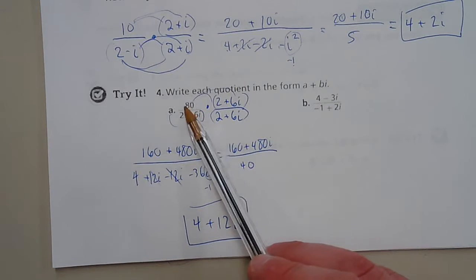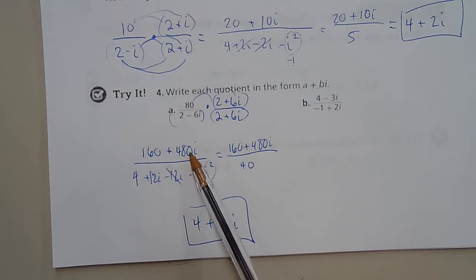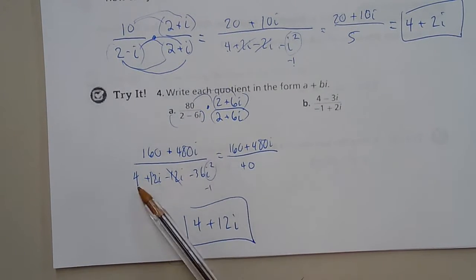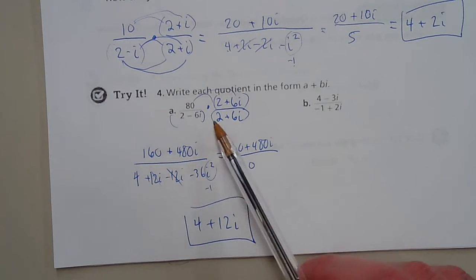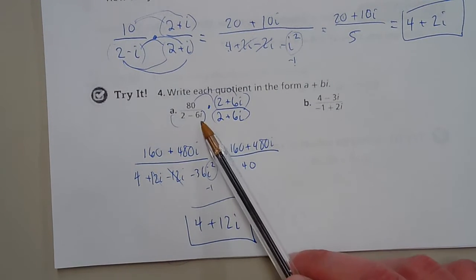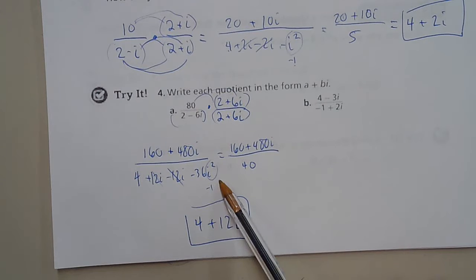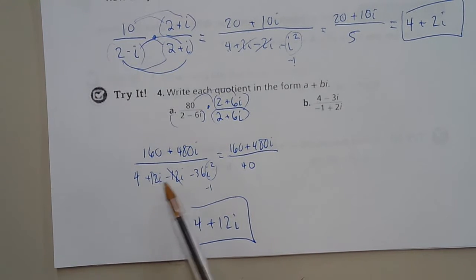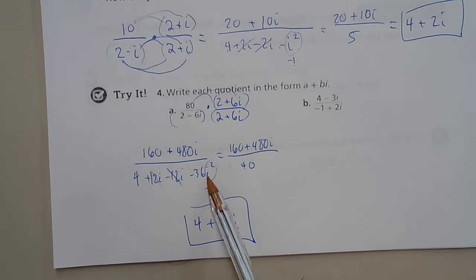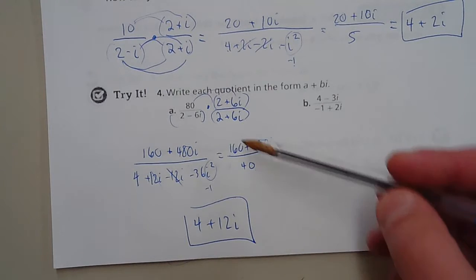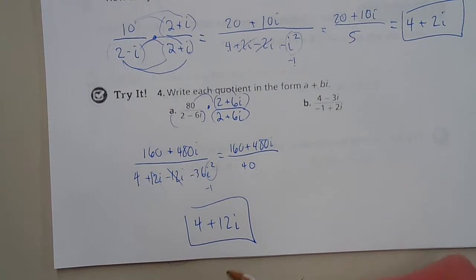So 8 times the 2 and the 6i gave me this. Here, 2 times 2 is 4, and then I got 12i minus 12i, and minus 36i squared. Again, these are always going to be opposites because that's how the conjugates work. And then this I rewrote as a negative 1, so this became plus 36, which gave me a 40 in my denominator. And then I just divided each of these numbers by 40, and it comes out pretty clean. You get 4 plus 12i.